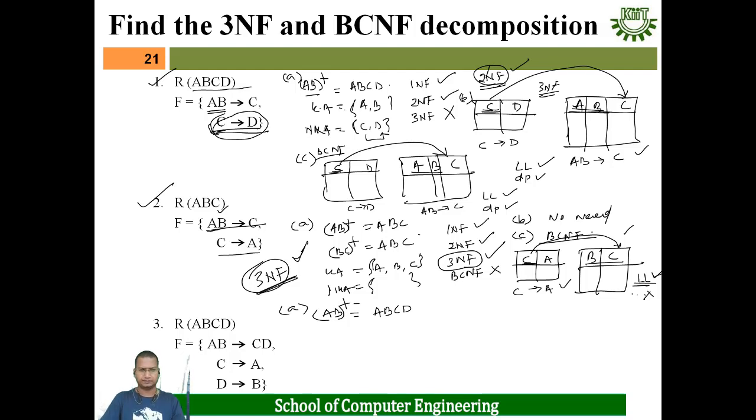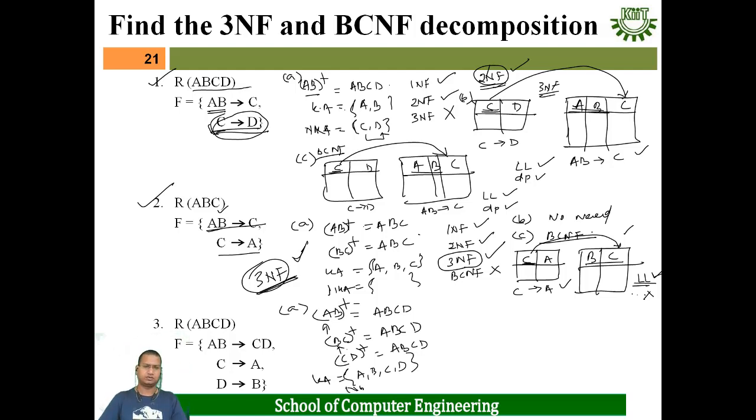Okay. Now A can be replaced by C. That means BC closure will be ABCD. Then B can be replaced by D. That means CD closure will also be ABCD. Then CD can be replaced by BC. That means the candidate keys are AB, BC, and CD. Then what are the key attributes here? A, B, C, D.